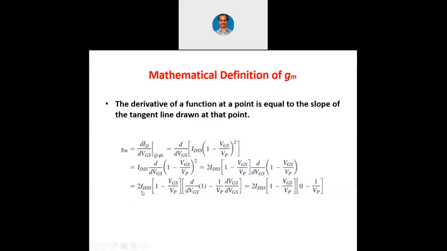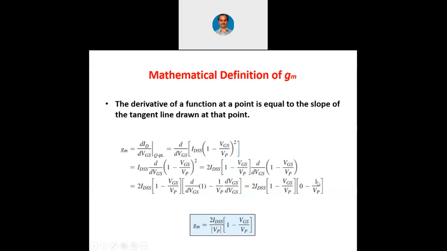So, this is nothing but 2 IDSS into (1 minus VGS by VP) into the differentiation of 1 minus 1 by VP into the differentiation of VGS itself. Now, you know that the differentiation of a constant is always 0, and VP is also a constant. Pinch off voltage and saturation current are constants. So, finally, we get the expression 2 IDSS into (1 minus VGS by VP) into (0 minus 1 by VP), or we can express GM as 2 IDSS divided by mod of VP into (1 minus VGS by VP), because this 1 minus VGS by VP is the factor which we obtained here.